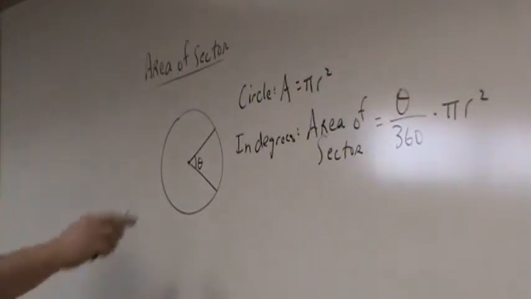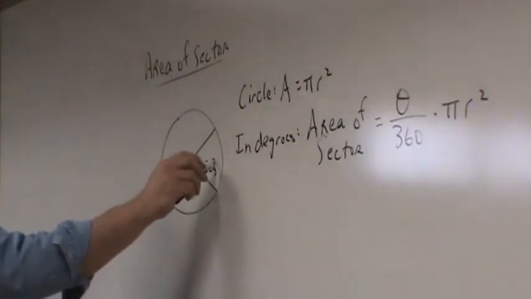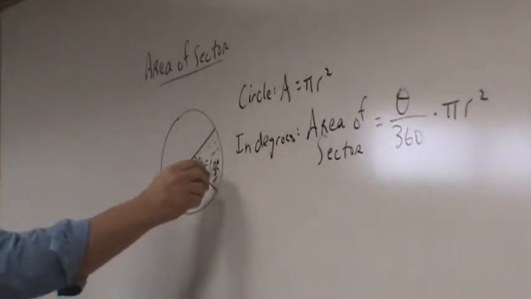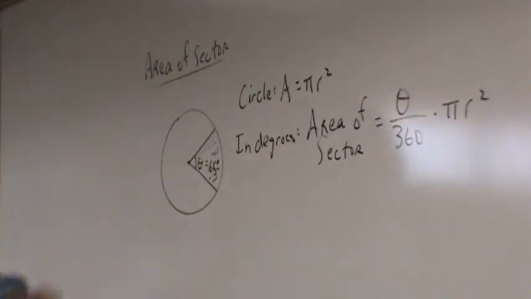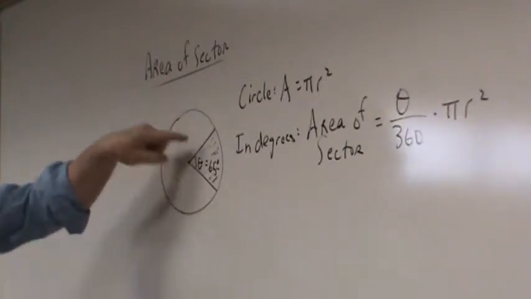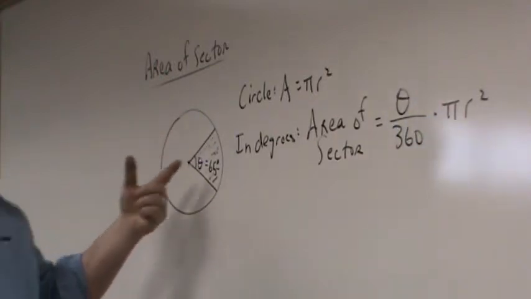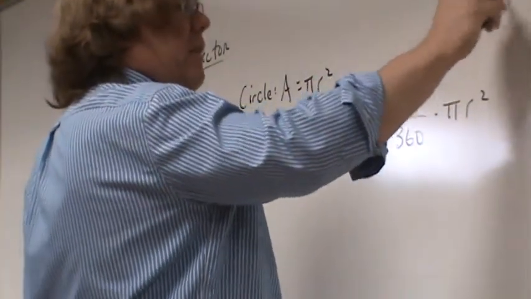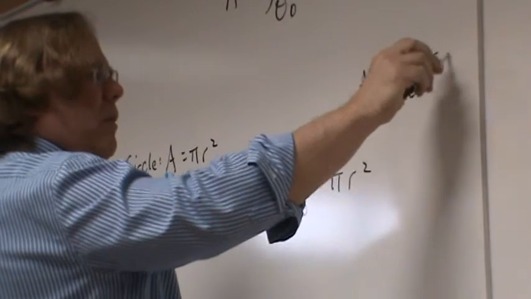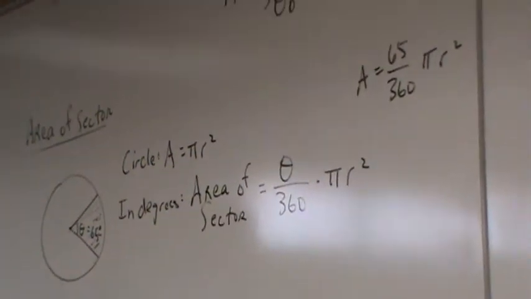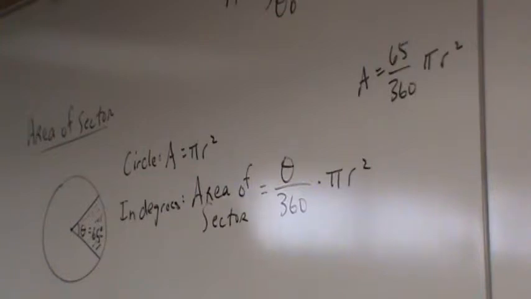Where if this theta happened to be, let's say, 65 degrees, and you wanted to get the area of this pizza slice, well, that's 65 degrees out of a total of 360, right? 360 would get to the whole circle. 65 is just a portion of it. So your area would be 65 over 360 times pi r squared. That's what you learned in geometry in 10th grade or 9th grade or whenever you took it, or 8th grade.